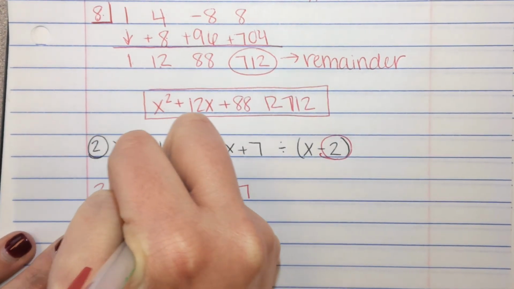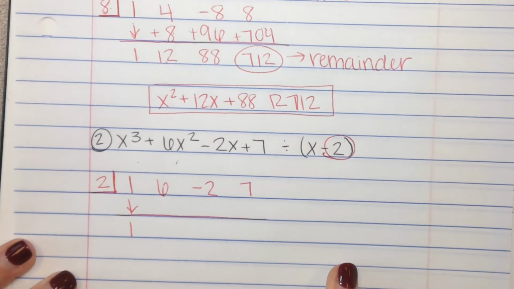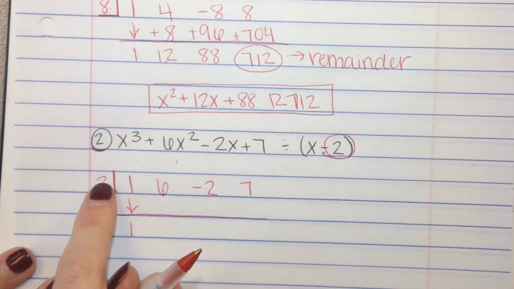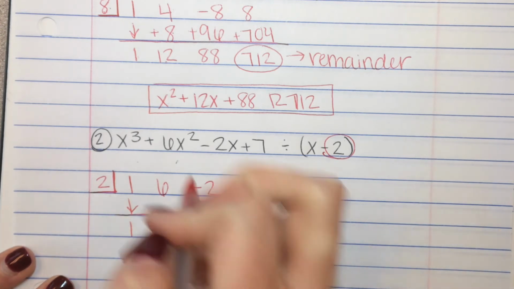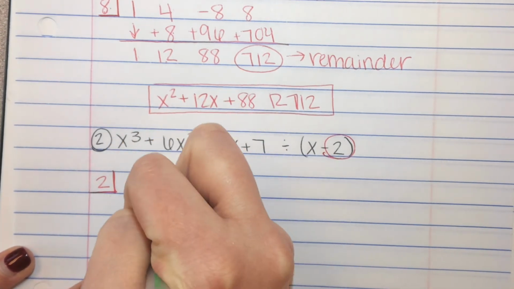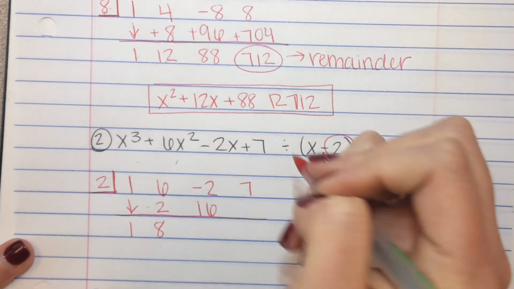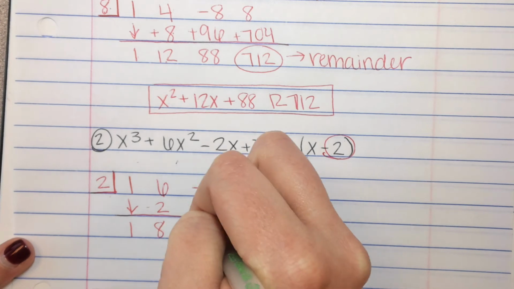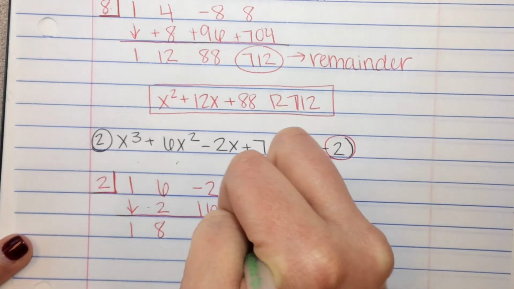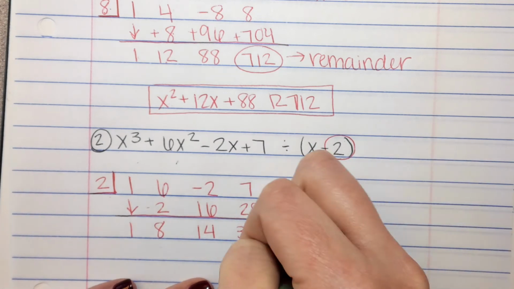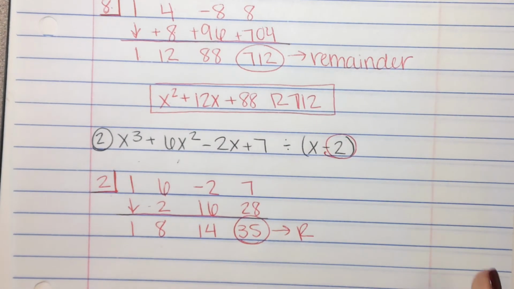I'm going to skip and draw a line. Okay, bring that first coefficient down always. Now we're doing that same pattern of multiplying and adding. Okay, so 2 times 1 is 2. 6 plus 2 is 8. 2 times 8 is 16. Negative 2 plus 16 is 14. 2 times 14 is 28. 7 plus 28 is 35. That 35 is our remainder.